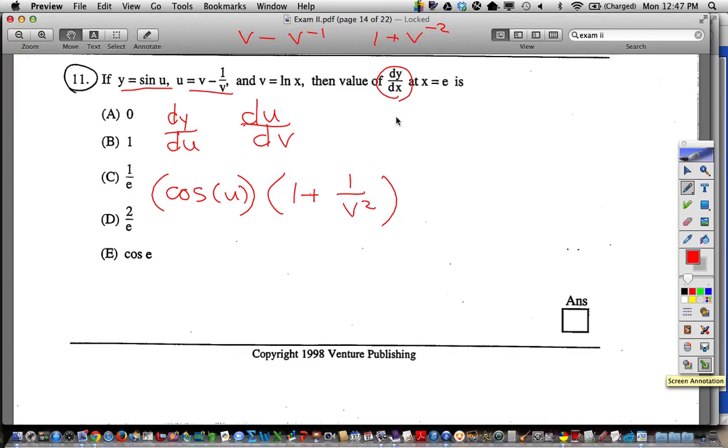Okay, and now let's do dv dx. What's dv dx? Okay, now, what if you multiply all three of those together? That gives dy over dx, which is what we're looking for, right? So now we need to just plug in. We have x equals e, so right here we'll plug in e.